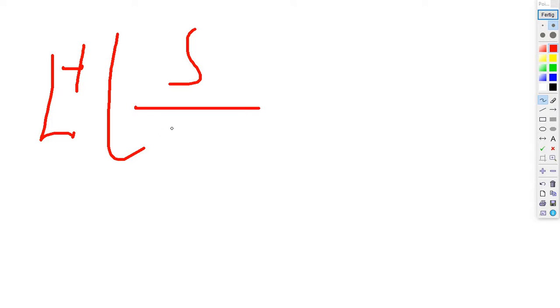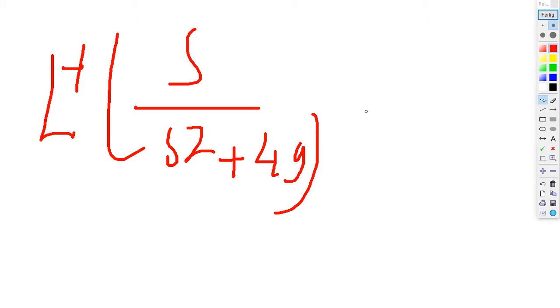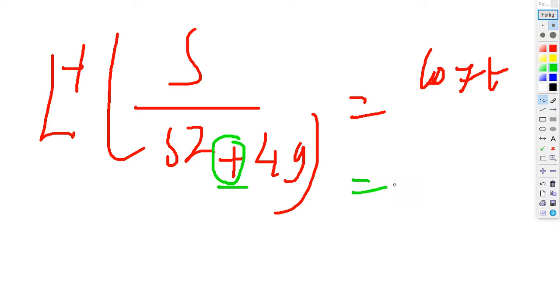Now for the same problem, find the Laplace inverse. What is the Laplace inverse of s divided by s square plus 49? Simple, this is the formula, the same as cos. Here it is a plus, so it is the trigonometric cos 7t. If the value is negative instead of positive, the function equals cosh 7t.